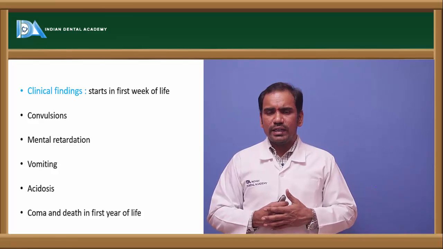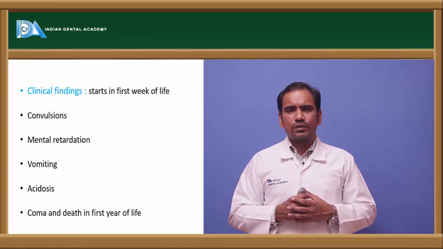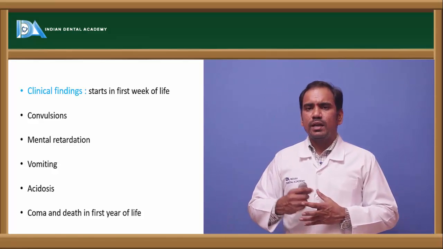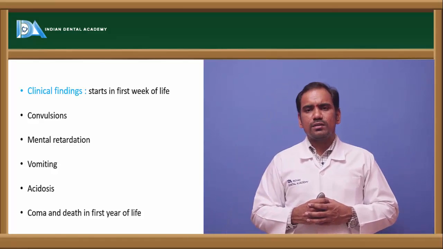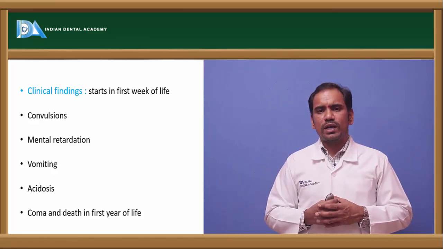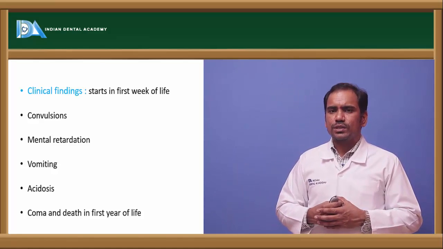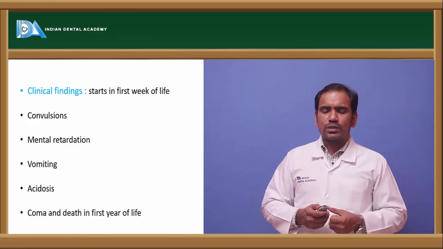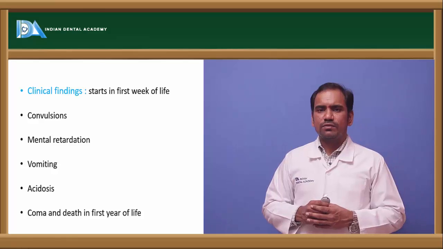And when you see the clinical features in case of maple syrup urine disease, this disease starts in the first week of life, and those who are suffering from it will die within 1 year of life. The important features are convulsions, mental retardation, vomiting, and acidosis, because there are increased keto acids, the corresponding keto acids of each branched chain amino acid. That's why it leads to acidosis. So those are convulsions, mental retardation, vomiting, acidosis, and the person dies within 1 year of life.